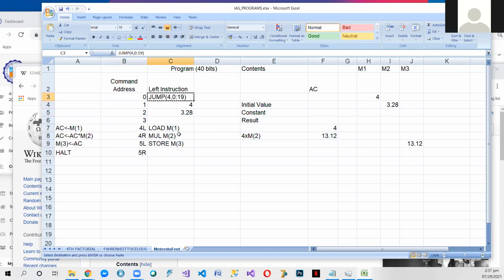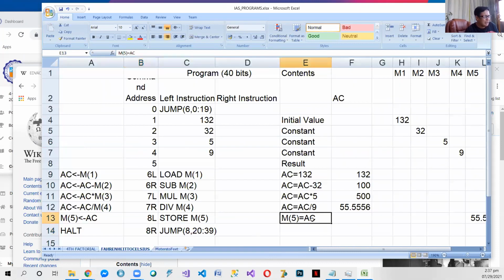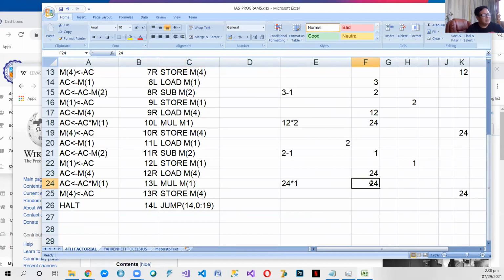Kapag like final answer yung hinahanap, kung anong nasa AC lang answer? Depende, yes, it's always on the AC, no? Or on a designated portion in memory. Like in this case, our final answer is in M3, but it's also in AC. So halt. Let's look at the Fahrenheit to Celsius. The final value is in AC also. Diba? The fourth factorial, the final value is in AC.